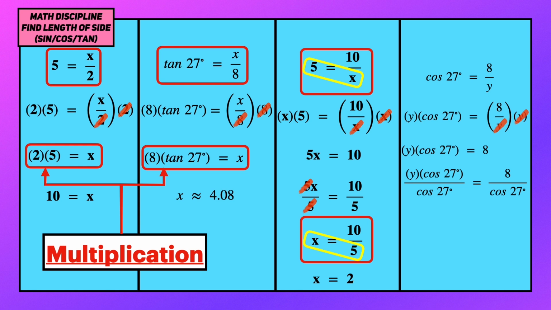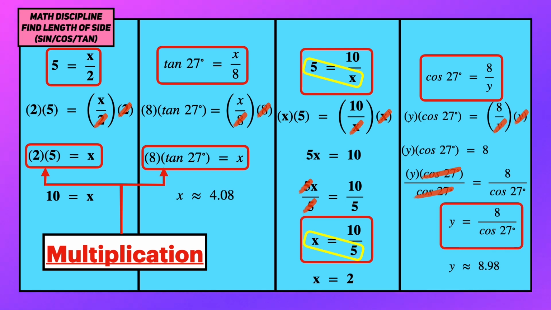The cosines of 27 degrees on the left-hand side cancel out, and we're left with y is equal to 8 divided by the cosine of 27 degrees. When we simplify this in our calculators, we get approximately 8.98. Now let's compare the beginning of this problem to where we ended up. At the beginning, the variable y was at the bottom of our fraction. After moving several of the terms around, the cosine of 27 degrees and the variable y switched places, just like they did in our previous example.